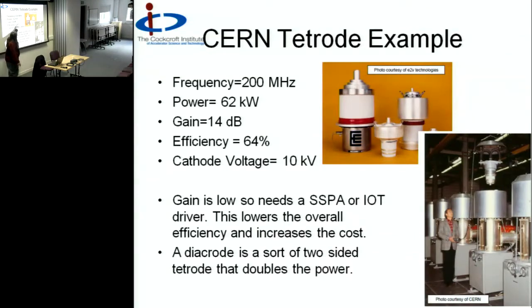Efficiency 64%. It's not quite class A. Cathode voltage is 10 kilovolts. So the gain is very low. So for 62 kilowatts output, you need something on the order of 3 kilowatts input, which isn't small. So you need a solid-state power amplifier or IOT or another tetrode to drive it. And therefore, that decreases the overall efficiency and increases the cost considerably.